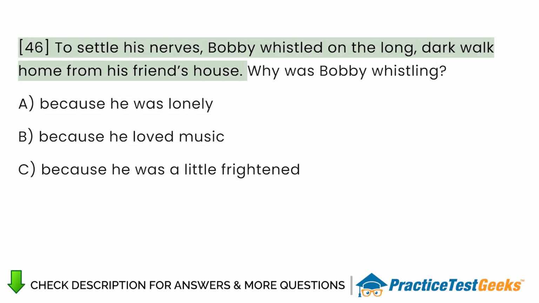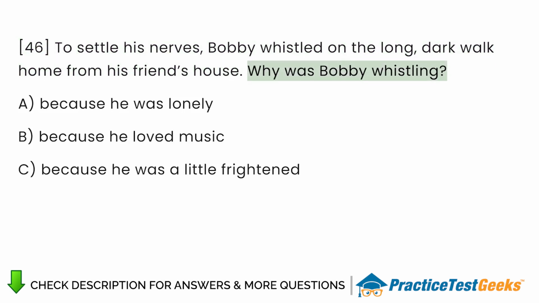To settle his nerves, Bobby whistled on the long, dark walk home from his friend's house. Why was Bobby whistling? A. Because he was lonely. B. Because he loved music. C. Because he was a little frightened.